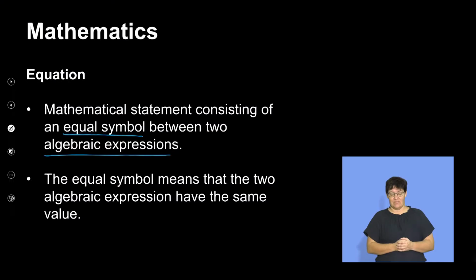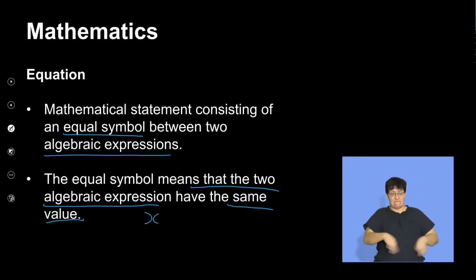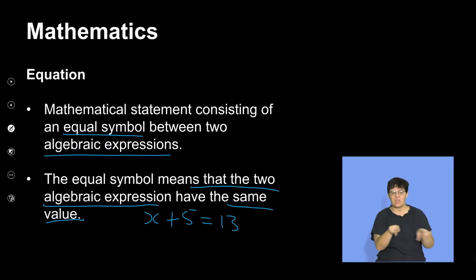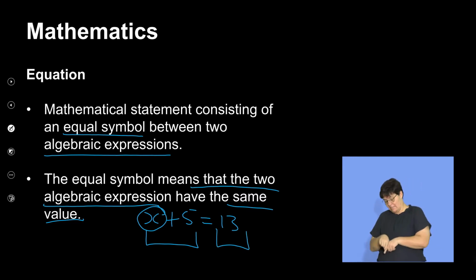So the equal symbol normally means that the 2 algebraic expressions have the same value. With the example I've been talking about, x plus 5 equal to 13, whatever this unknown is must be such that the left-hand side expression is equal to the right-hand side expression. That's what the equal symbol really means for this particular equation.